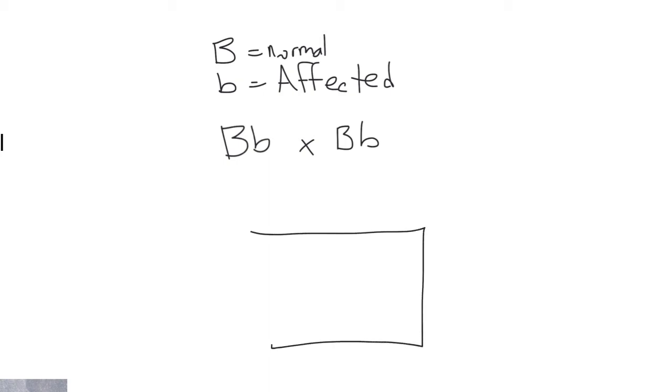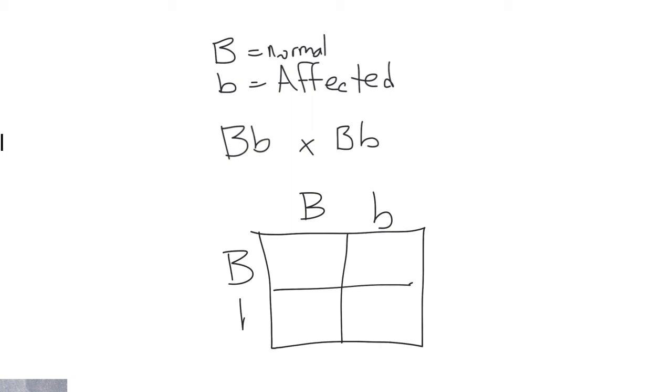So I'm going to create my table, put in my alleles. There's mom, there's dad, and just fill in my table. So here we have a normal child. Here we would have a heterozygous child, so that means they are going to have brachydactyly.